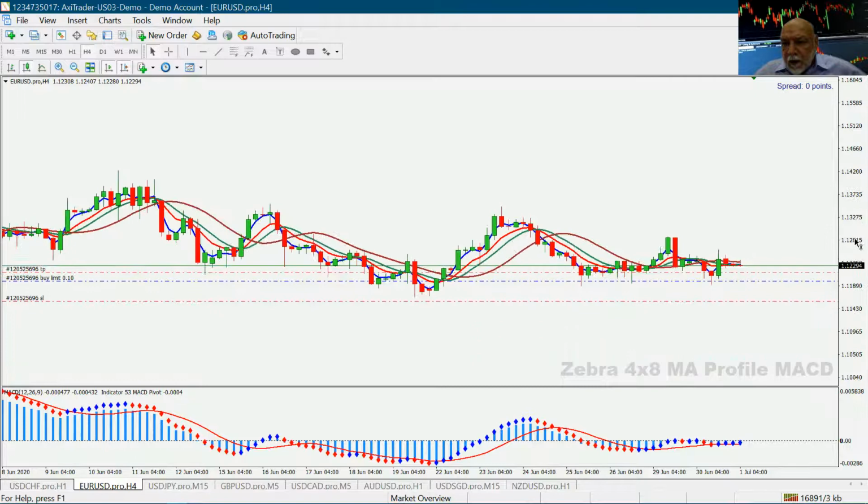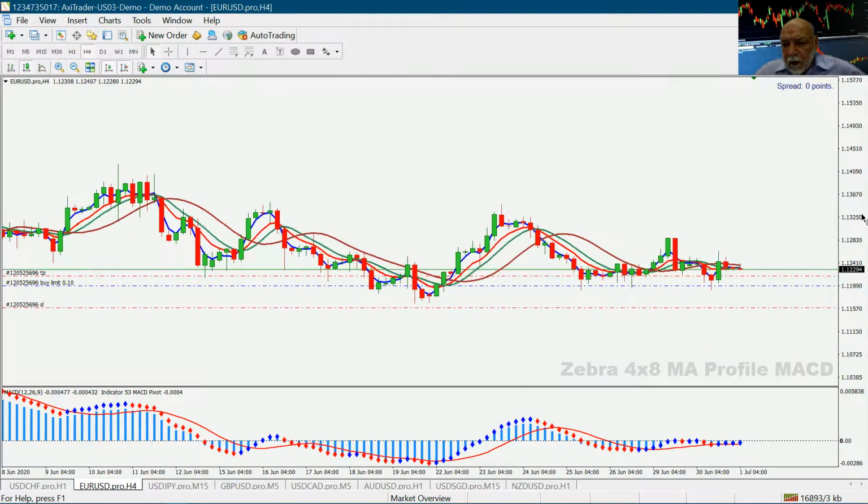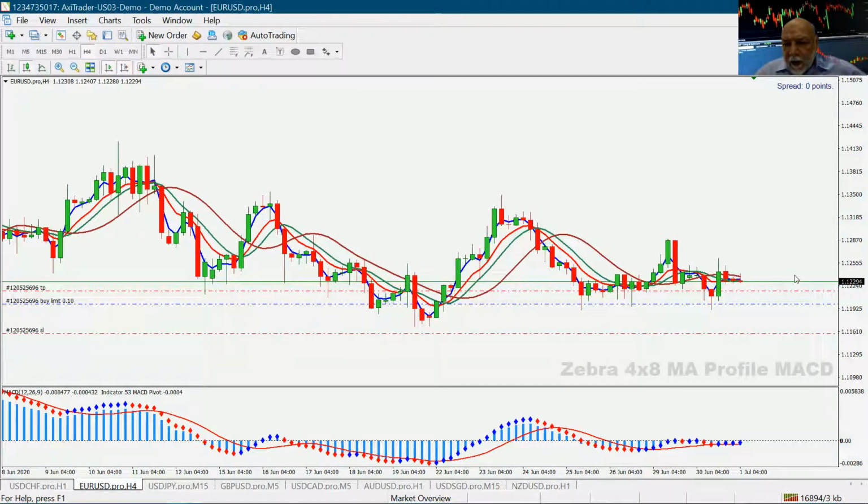Where did it go? There it is, right here. So I'm going to take that and put that up here for 80 pips. All right, so there's our trade. We have the trade here. What are we looking for?